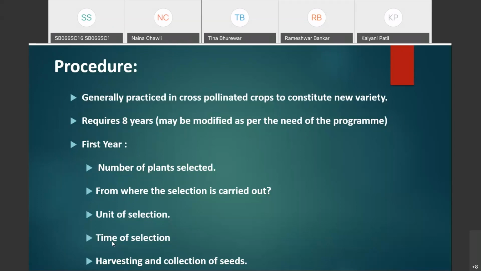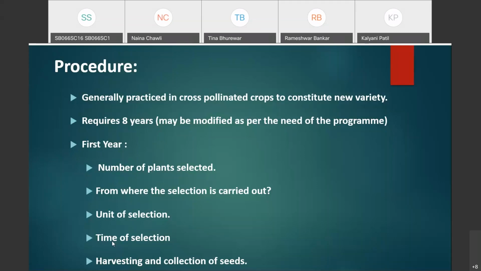compartmental selection. Okay, during the selection, generally the field is divided into equal sized compartments, say 10 square feet, and the selection is carried out from each of the compartments, and that's why mass selection is called compartmental selection. Okay, that may be asked as an MCQ. Mass selection is referred to as compartmental selection.